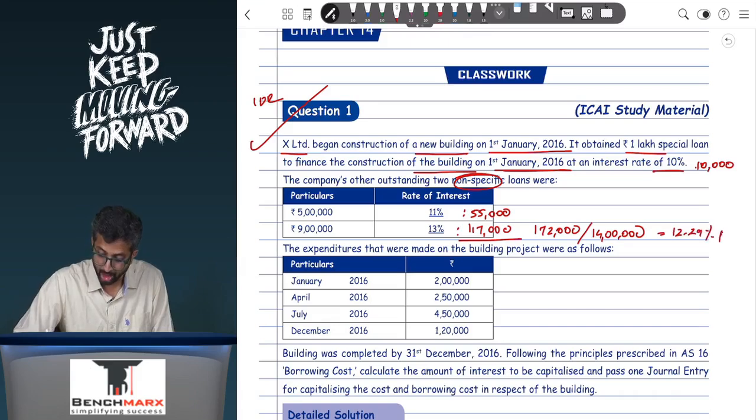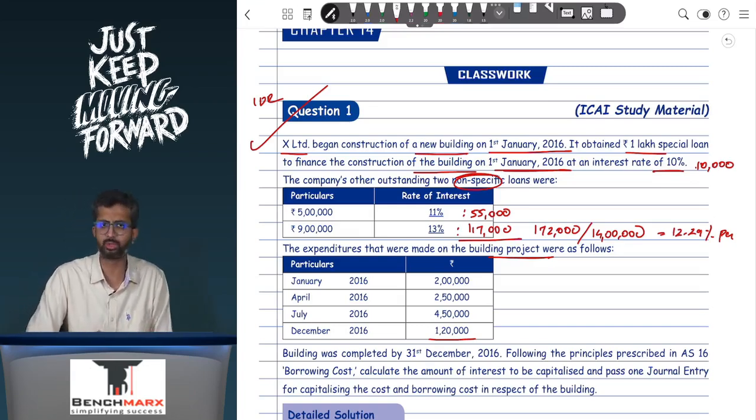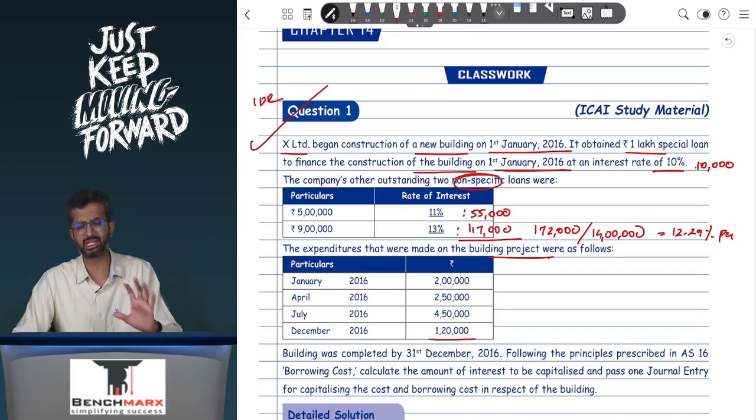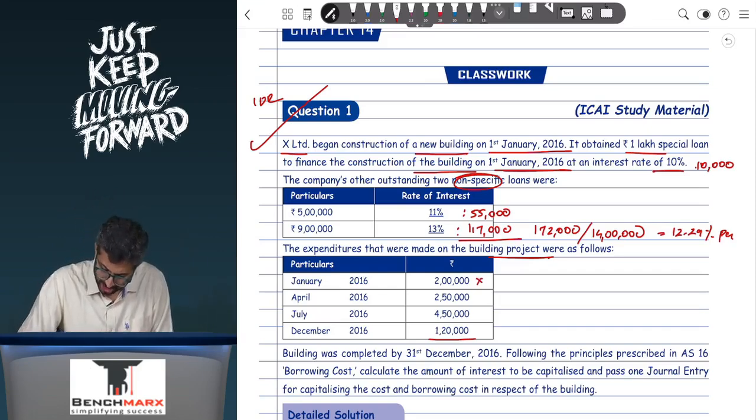Now, the expenditures that were made for the building were 2 lakhs plus 250 plus 450 plus 120. So I have spent around 10 lakh 20, out of which 1 lakh would have gone from the specific borrowing, and hence the remaining 9 lakh 20 is coming from the general borrowing. Your total general borrowings are close to 14 lakhs, and hence you have adequate general borrowings to cover this expenditure. So if you sit to calculate the eligible borrowing cost, this is 2 lakhs.